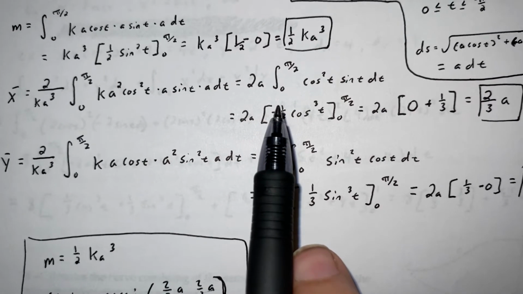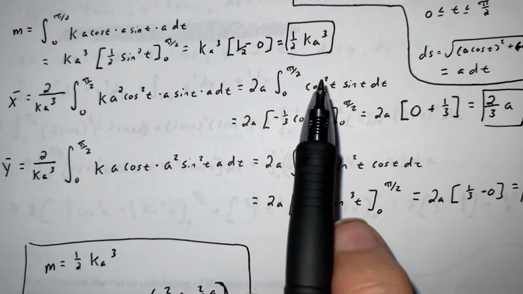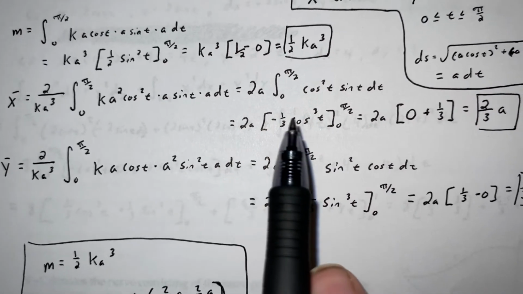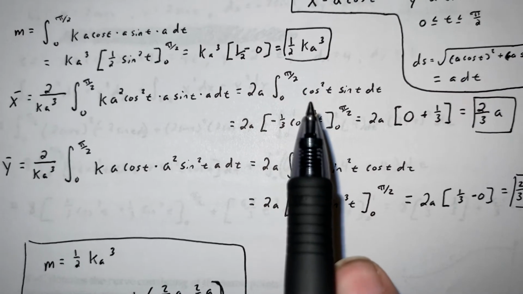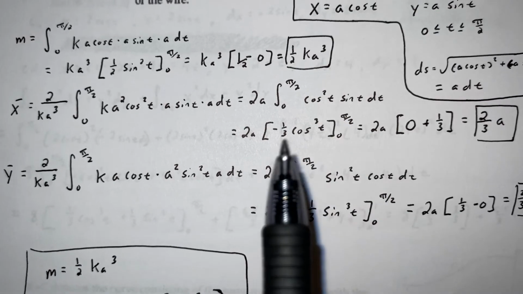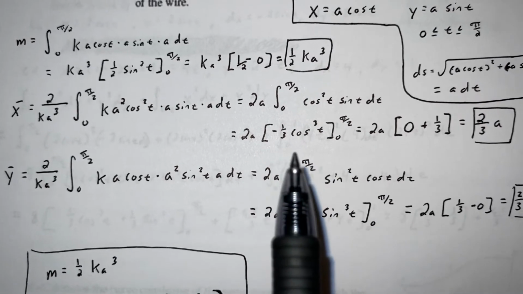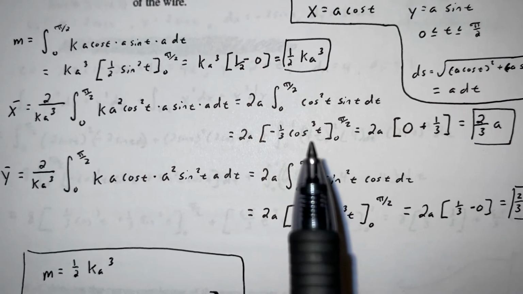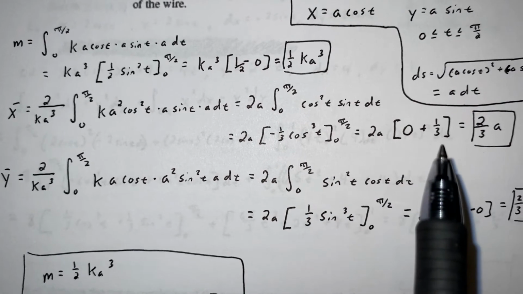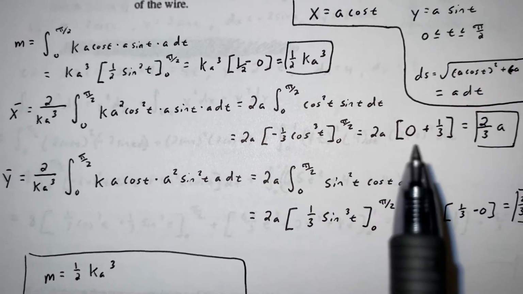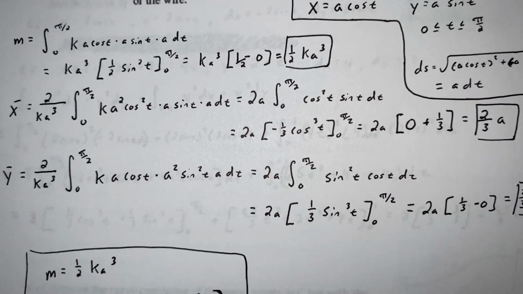Then I have the integral from 0 to pi over 2 of cosine squared t sine t. This is what's left. Again, the derivative of cosine is negative sine, so I need a negative, and I also need to add in another cube, so negative 1/3 cosine cubed t from 0 to pi over 2. When I plug in pi over 2, I get 0 for the first part. When I plug in 0, I get 1, so I get plus 1/3. So 2a times 1/3 is 2/3 a.